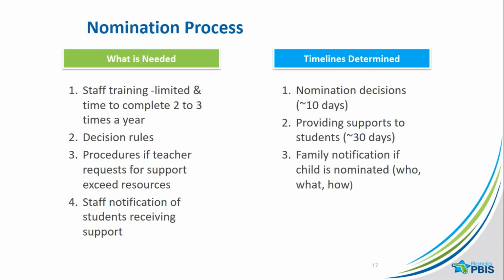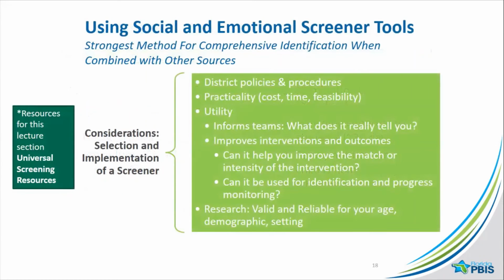We often encourage teams, you're going to set up some nomination decisions. How long after the nomination occurs are we going to provide interventions? The guidance there is usually 10 days. And then how often are we going to then provide that support? So after nominations are provided within 10 days, we hope to start them and get all their supports in place by 30 days, for example. And also thinking about how we're going to notify families that that child's nominated.